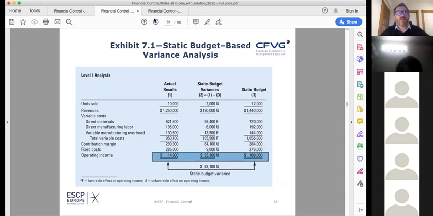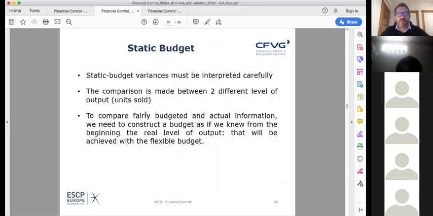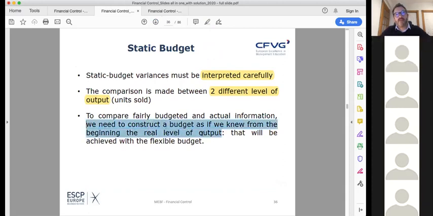What does it mean? So normally we have some definition after. So firstly, as we say, it must be interpreted carefully, okay, because it's made for 2 different levels of outputs. Okay, so to fairly compare budgeted and actual information, we need to construct a budget as if we knew from the beginning the real level of output. So we need to change the static budget into another budget that will be built on 10,000 units.